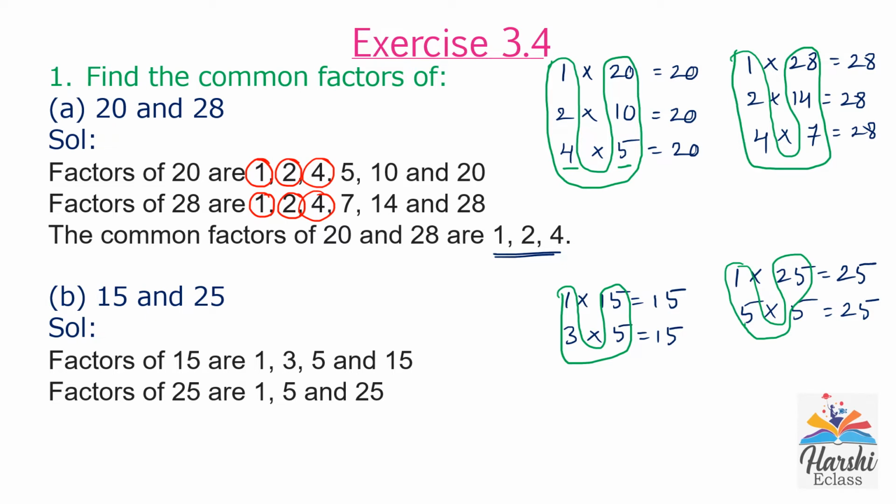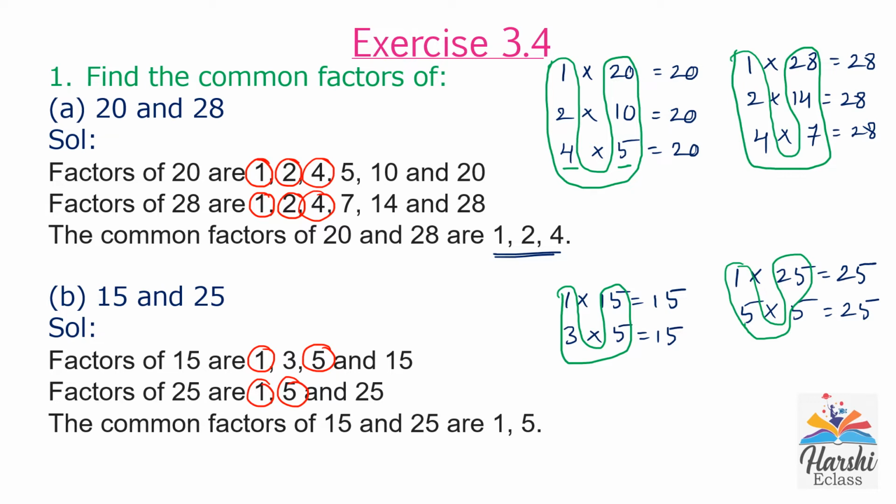You know the properties of factors: 1 is a factor of every number, and the number itself. Every number has two factors except number 1. What are those two factors? 1 and the number itself. Now the common factors of 15 and 25: 1 is common. 3 is not there in the factors of 25, but 5 is there. So the common factors of 15 and 25 are 1 and 5.